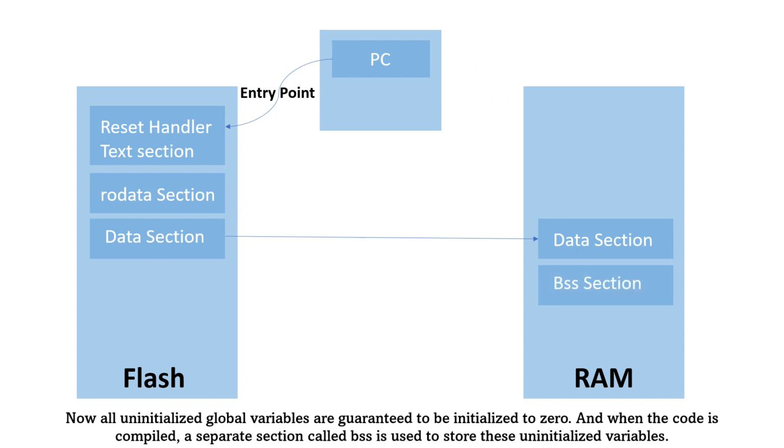Now all uninitialized global variables are guaranteed to be initialized to 0. And when the code is compiled, a separate section called BSS is used to store these uninitialized variables.